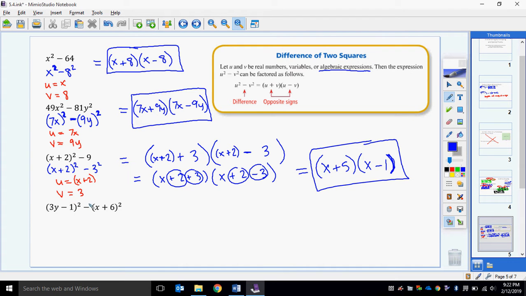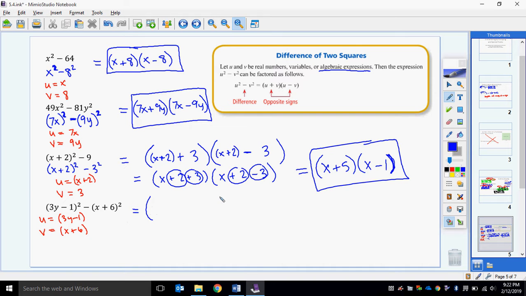And now the last one. I have two terms here. And guess what? It's the difference of two things being squared. So I can use this chart here to help me pick out my u and my v. It's already written as subtraction of two things being squared. The first thing being squared, 3y minus 1. The second thing being squared, x plus 6. So now let's fill in.